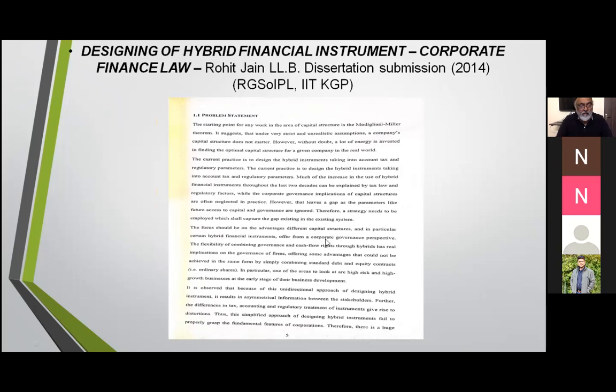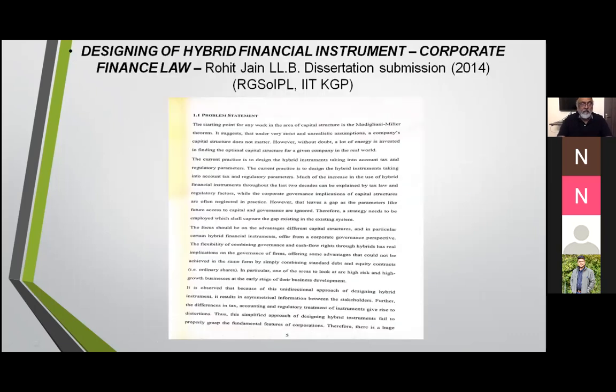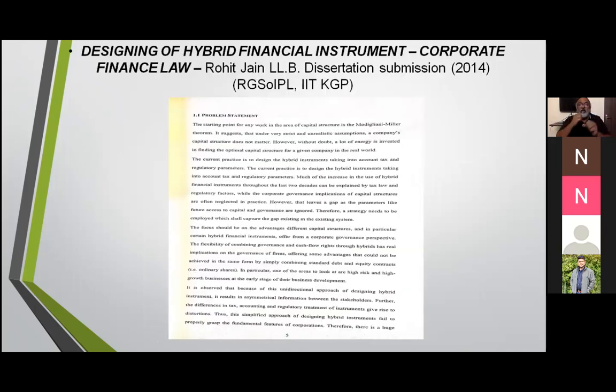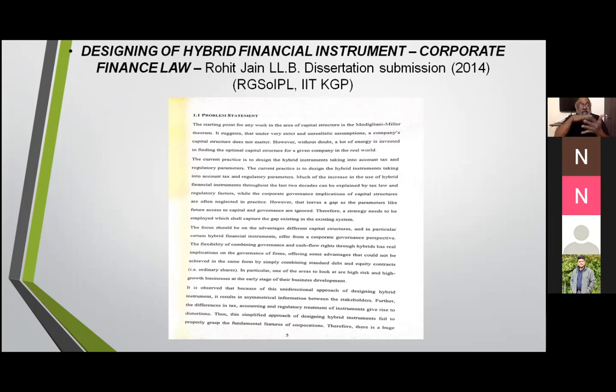Here, the researcher clearly has not confined his problem statement into one paragraph, right? It's divided into, let's say, 4 paras. He's explaining in depth, and then in the final paragraph he's saying, with a view to address the above said problems, we are going to do the further studies. So what the study would try to do, with a view to address these problems, that is all the above 4 paragraphs, he's addressing the problem.